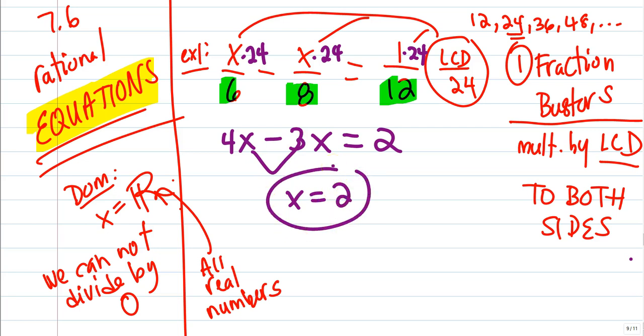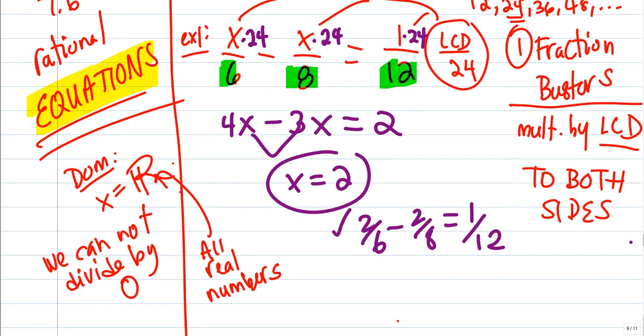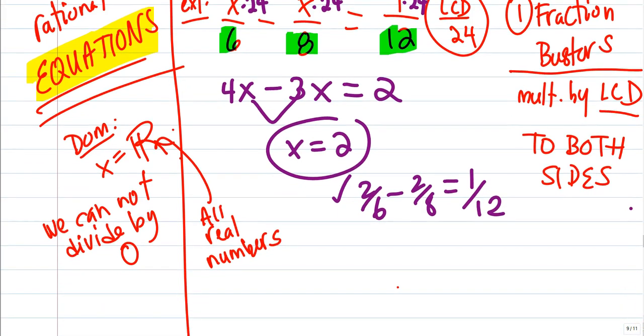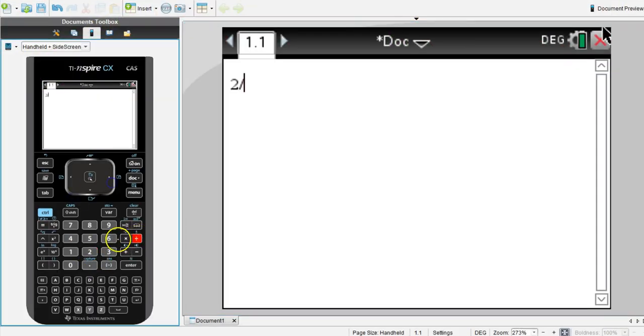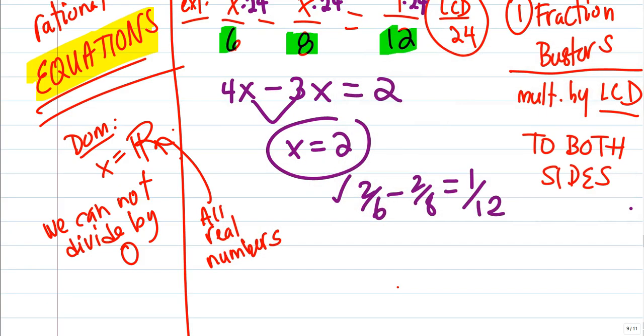Is it right? I could check. Does 2/6 minus 2/8 equal 1/12? And if you don't like fractions, don't fret. Does 2/6 minus 2/8 equal 1/12? I believe it does. All right.